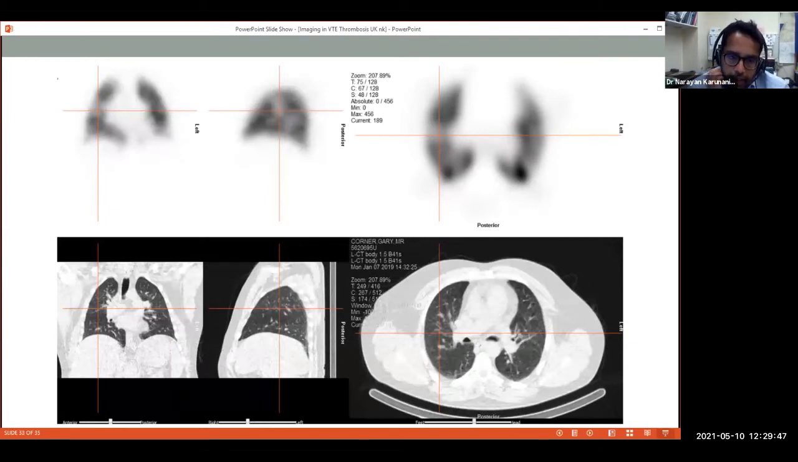And so this is what we see. We very much appreciate the segmental perfusion defects, which, when we look at the CT scan, doesn't show any lung parenchymal abnormalities. So there's clearly a ventilation perfusion mismatch, which is what typically a pulmonary embolism would look like.